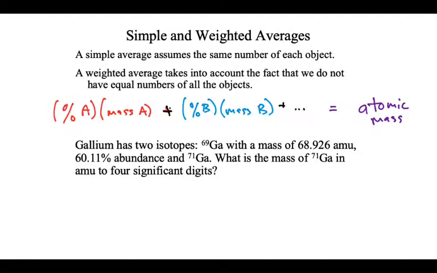Gallium has two isotopes: gallium-69 with that weird mass number with a 60.11% abundance, and gallium-71. What is the mass of gallium-71 in that weird unit system, with 4 significant digits? What information does the question give us? It gives us a mass number.